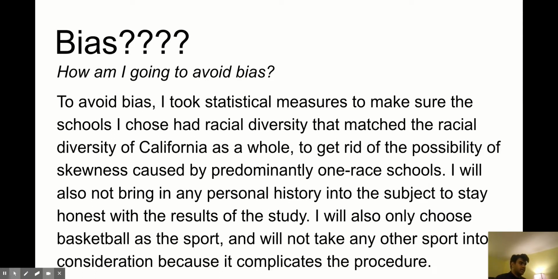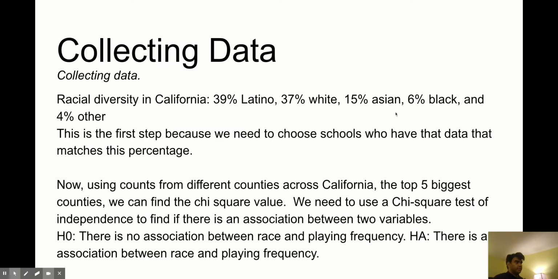And I have the racial diversity of California just to show you. So 39% Latino, 37% white, 15% Asian, 6% Black, and 4% other. This doesn't really matter to my research project when it comes down to the mathematical side of it, but it's just there to show you the diversity, because that's the topic that we're going over.